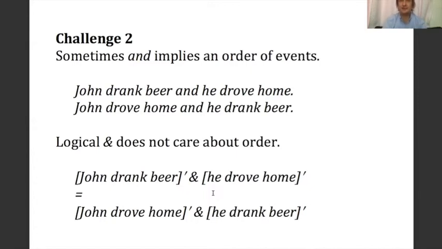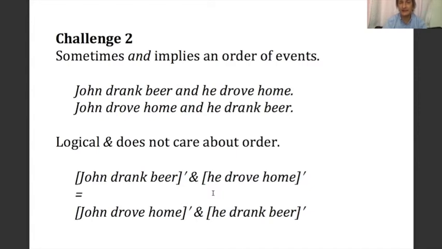But logical and just puts things together and tells you whether the result is true based on whether the pieces were true. It doesn't say anything about order. So the two logical representations that are supposed to be the meanings of the sentences are equivalent. The logical conjunction of "John drank beer" and "he drove home" is exactly identical to the logical conjunction of "John drove home" and "he drank beer."